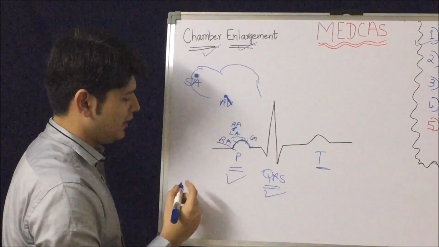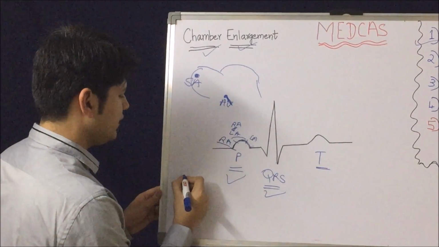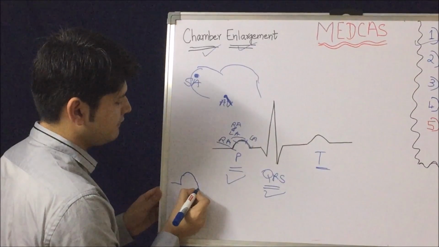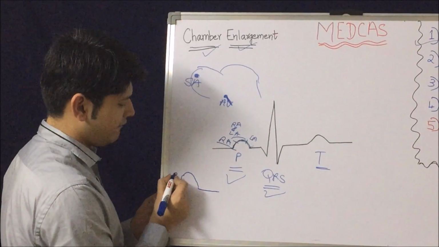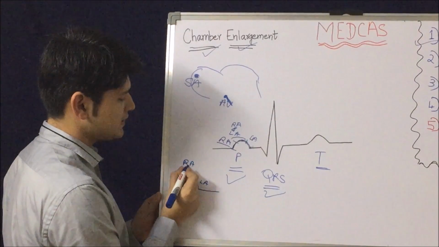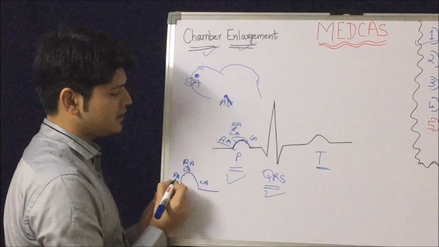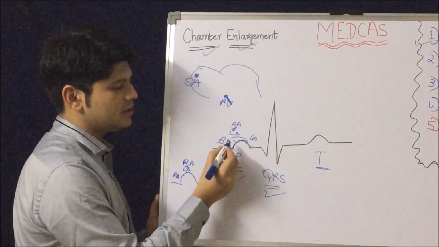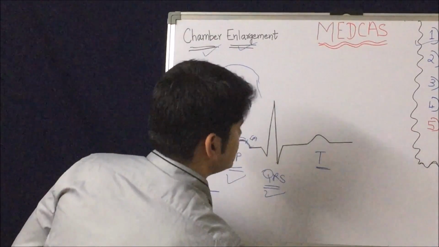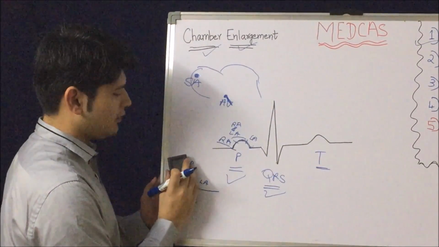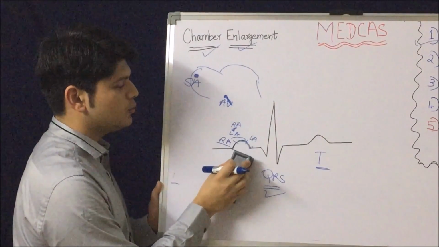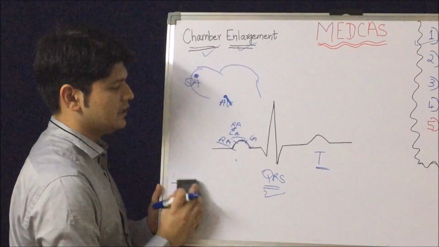So on your P wave, the initial event is RA, then the RA and LA combination, and then the LA itself, and the P wave ends. RA first, LA last, and in between you have RA plus LA. These are the atrial representations on the ECG by the P wave. Atrial depolarization is recorded by the P wave. Right now we'll keep this in mind, and after that we'll understand the criteria for how to tell whether RA is enlarged or LA is enlarged.